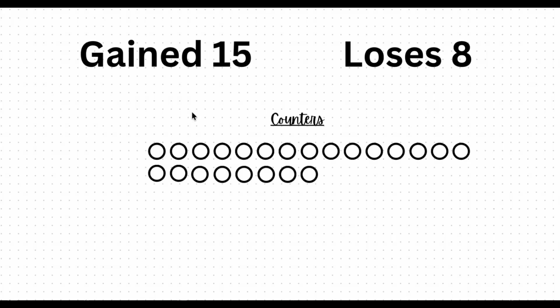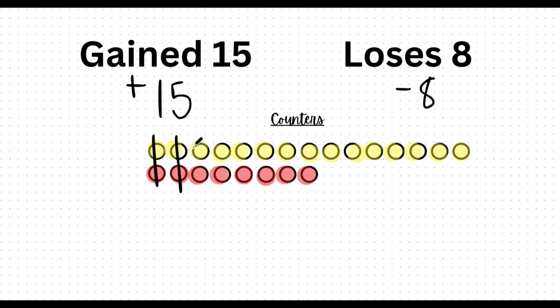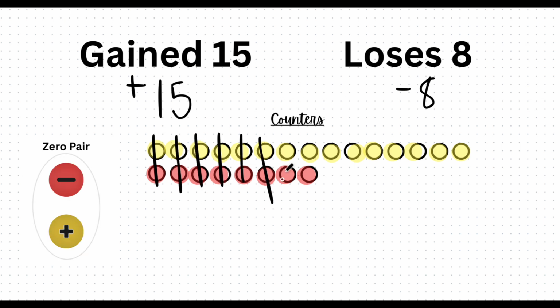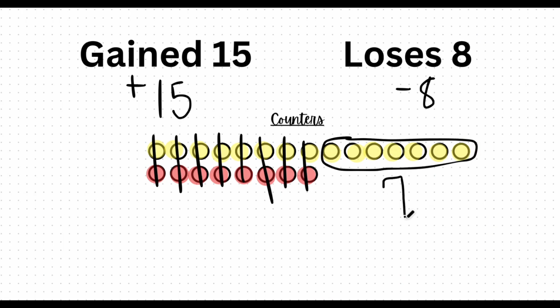So we're going to use counters, and we see that he gained 15, so that's going to be a positive 15. And then we also see that he loses 8 yards, so that's going to be a negative 8. And so we know all of our positive counters are going to be yellow, and then all of our negative counters are going to be red. And then after we color in all our red, we're going to find our 0 pairs. So we need to cross out all our positives and our negatives, which gives us 0. And there will be a total of 8 0 pairs. Then we'll circle our answer. So we know that he gained 7 yards.